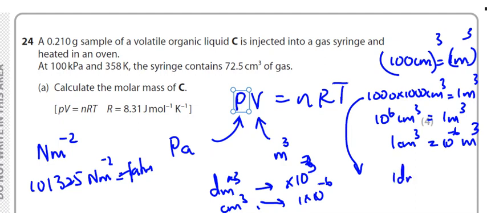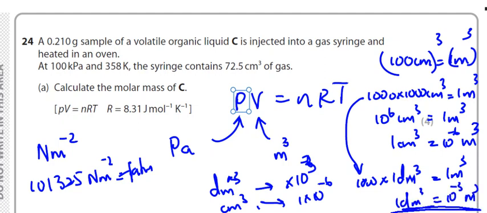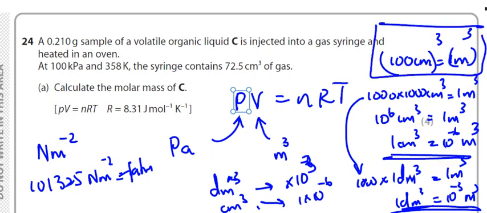1 decimeter cube, right? So you have 1000 times 1 decimeter cube equals 1 meter cube. So 1 decimeter cube equals 10 to the power minus 3 meter cube. So this is how you convert. In case you forget, just remember this: 100 centimeters is 1 meter, right? So this is important because you have to do some conversions.